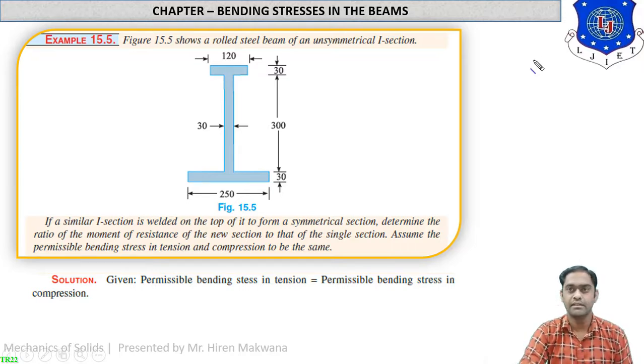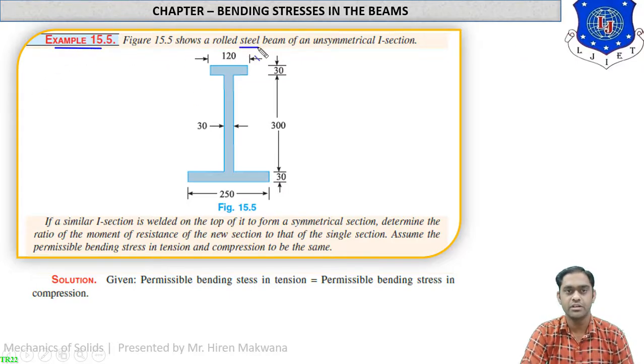Let us see step by step so that you will be clear about this. Example 15.5, what is given in the data? The figure shows a rolled steel beam of unsymmetrical I section. Here it is 120 and 30 dimensions for the top flange, while for the bottom flange the dimensions are 250 and 30 as shown in the figure. The web width is 30 and 300 is the depth of the beam.